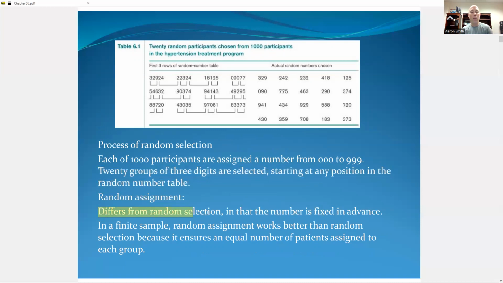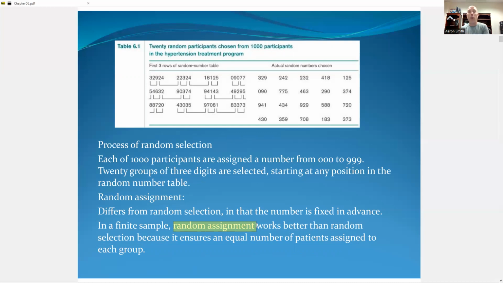This differs from random selection in that the number is fixed in advance. In a finite sample, random assignment works better than random selection because it ensures an equal number of patients assigned to each group. All right, so this random assignment aspect, this is in the situation where, let's say I have 50 possible people to work with, and that 50 is everything I have, and I'm not in a situation where I could potentially sample from the true large big population.